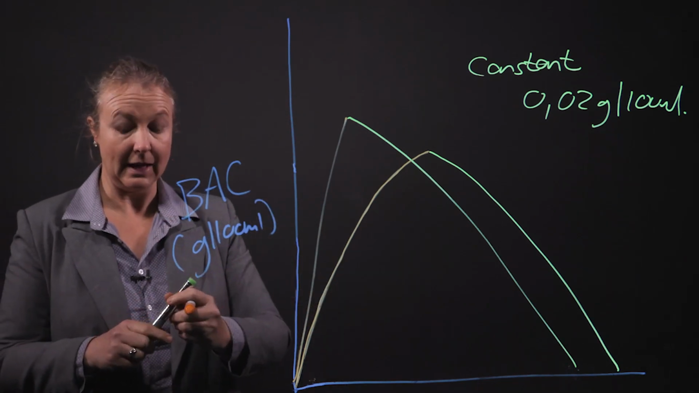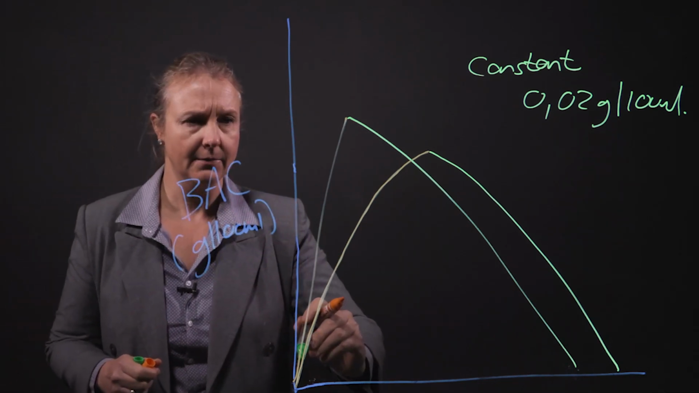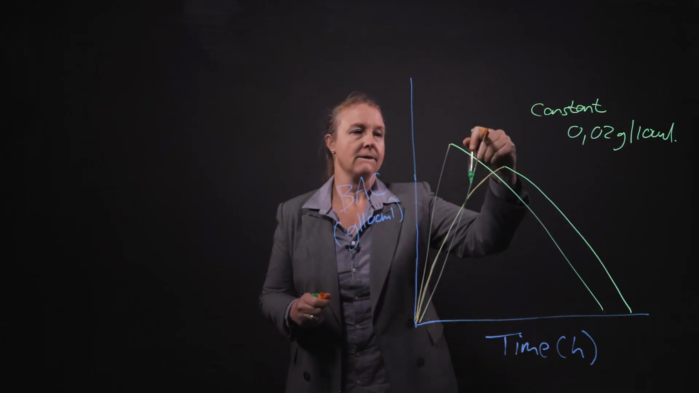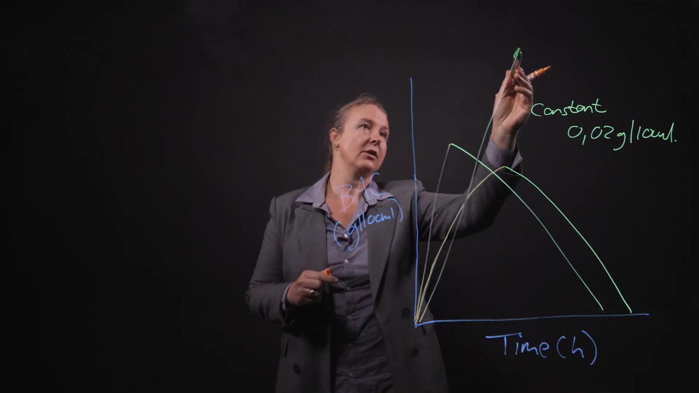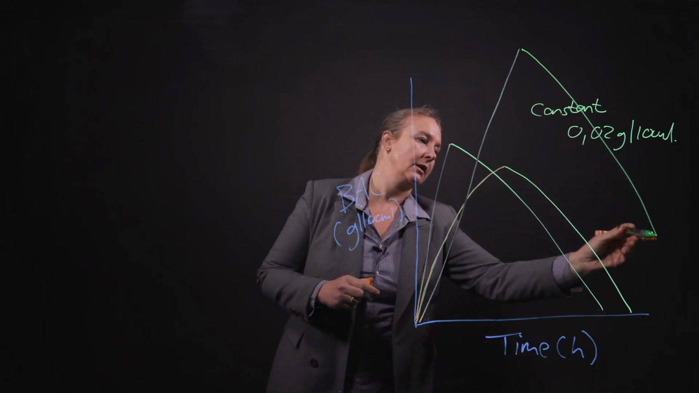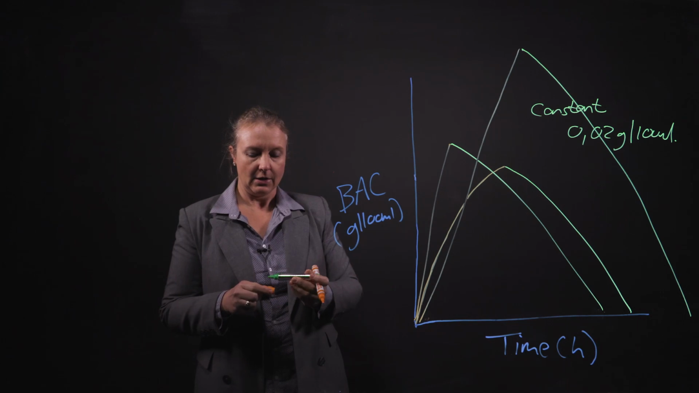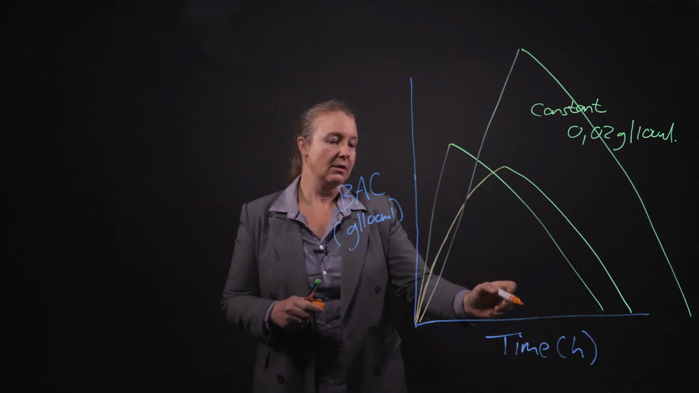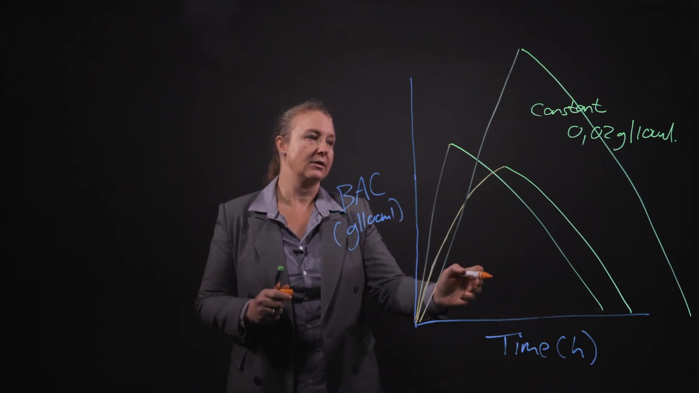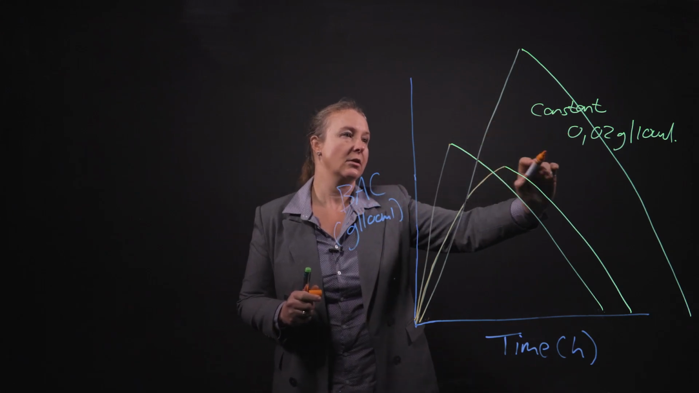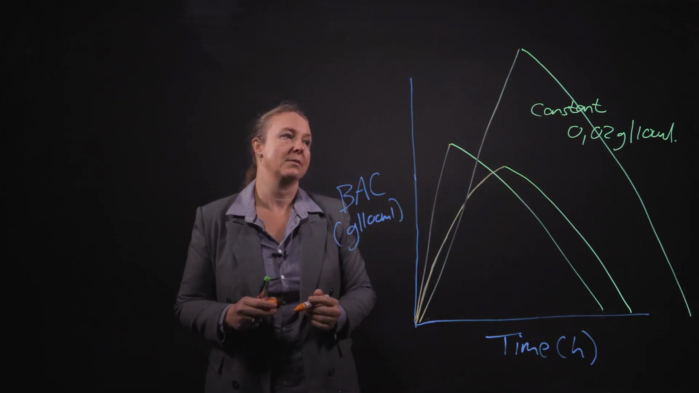So if the blood alcohol concentration is higher, it's still only going to be eliminated at a constant rate, which is important to note because you can decide to wait a while, and we'll discuss that later, but it's still only going to be eliminated at a constant rate of 0.02 grams per 100 moles.